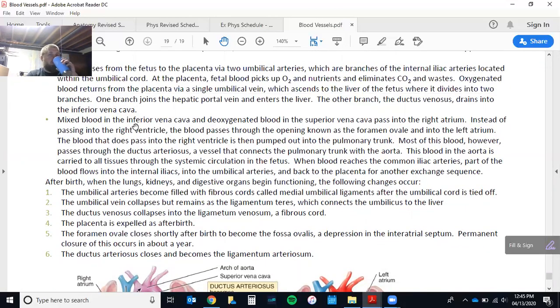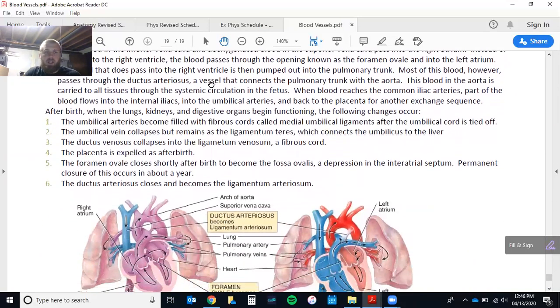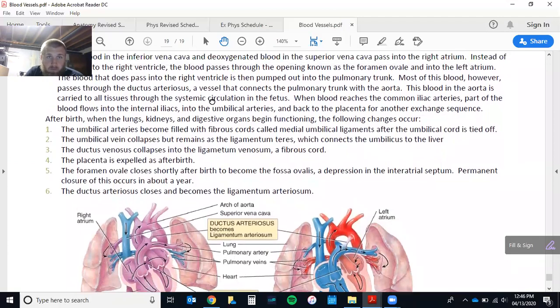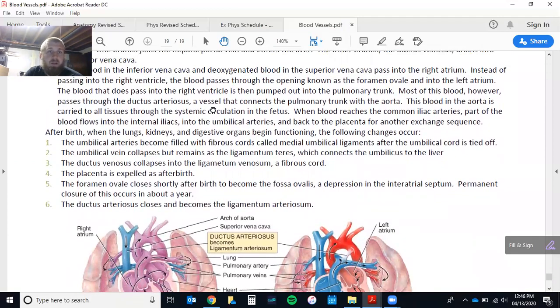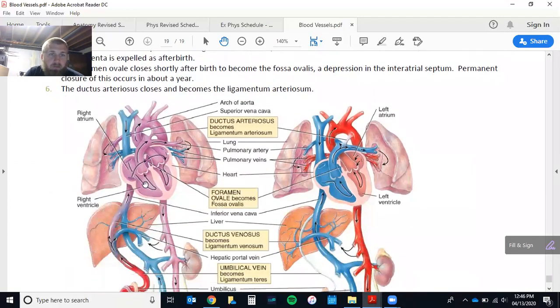That mixed blood in the inferior vena cava and deoxygenated blood in the superior vena cava, they pass into the right atrium, and instead of passing directly into the right ventricle, some of that blood is able to skip over because of that hole in the heart, what we call the foramen ovale, allows blood to go directly into the left atrium. Okay. Now, some blood does get pumped down into the right ventricle, and then the right ventricle pumps.